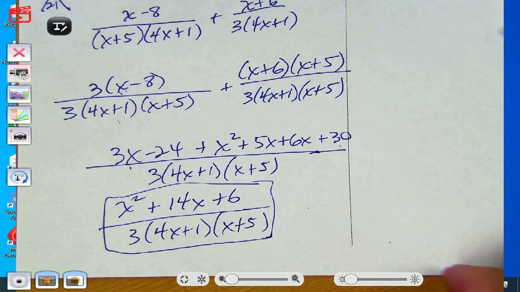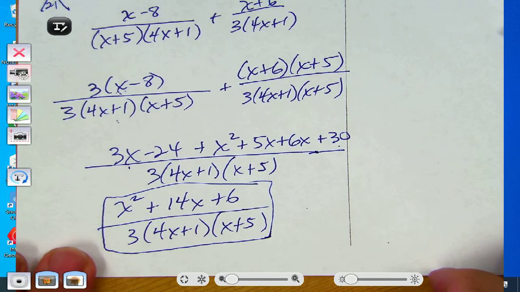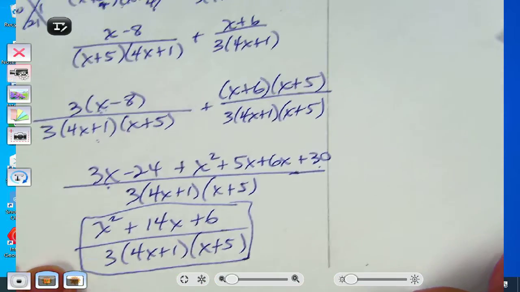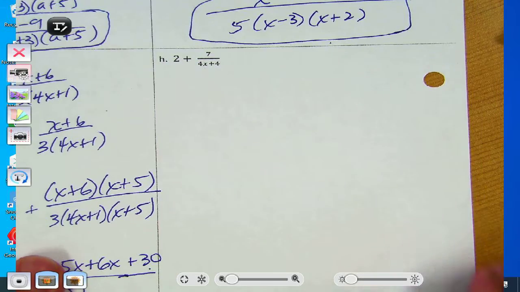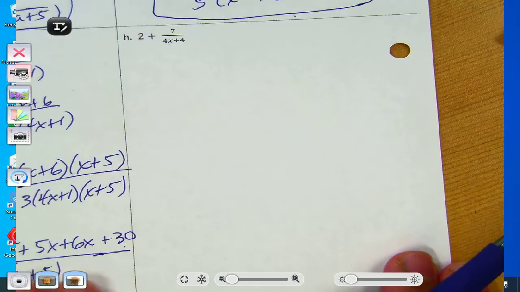Ready? Second to last example for the year. Dun, dun. Wait, what do you mean second? I'm going to do number 1 from the homework. Oh. Alright.